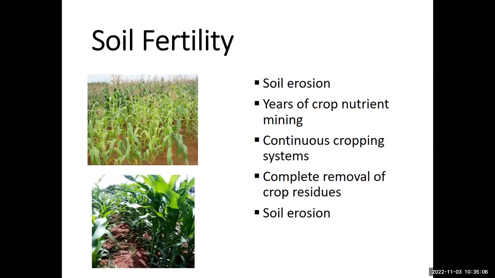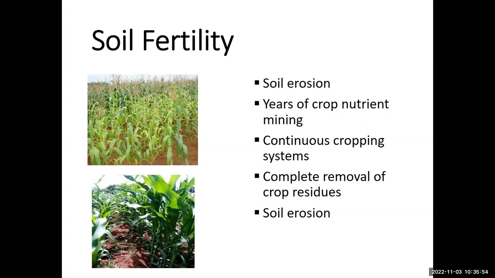Another challenge to agriculture is soil fertility. We know as we till our land, there's a lot of soil erosion. Then we find that we normally have a lot of crop nutrient mining. We plant our maize or whatever crop, and we normally remove more nutrients than we put in. So after a long time, we get crop nutrient mining. Then there's the continuous cropping system. You find the farmers, if they are planting, for example, maize, they are always planting maize, they're always planting beans.